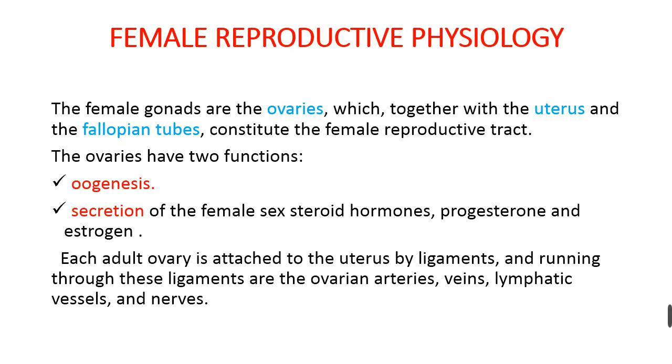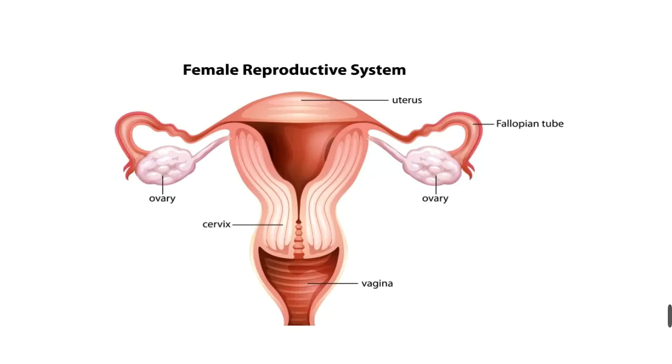Each adult ovary is attached to the uterus by ligaments, and running through these ligaments are the ovarian arteries, veins, lymphatic vessels, and nerves. The anatomy of the female reproductive system, including the uterus, ovaries, and fallopian tubes.